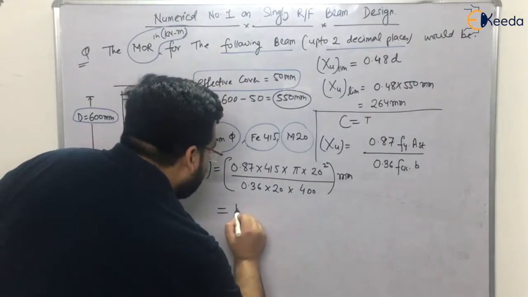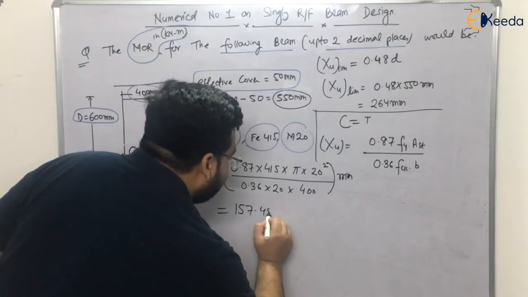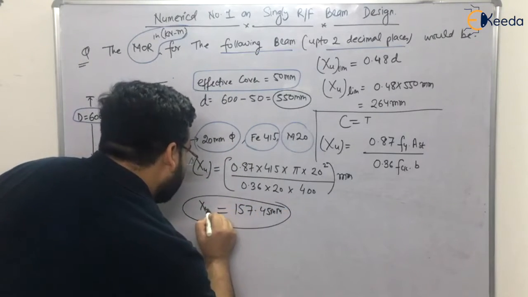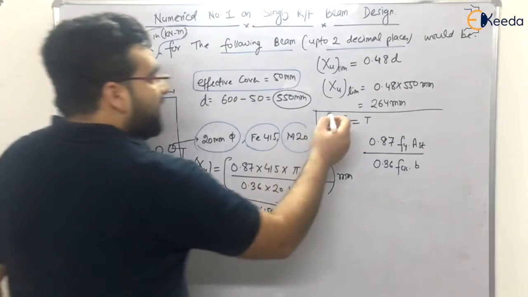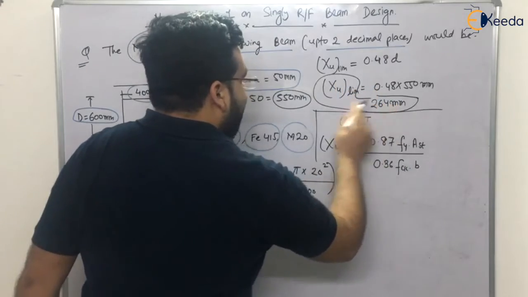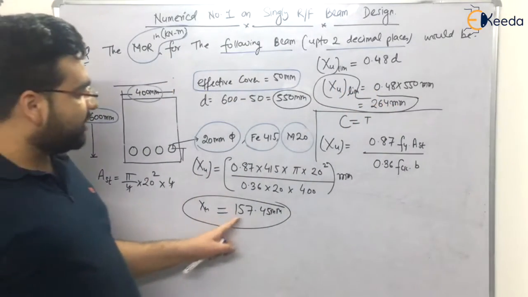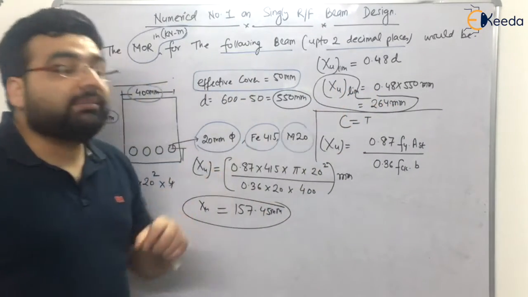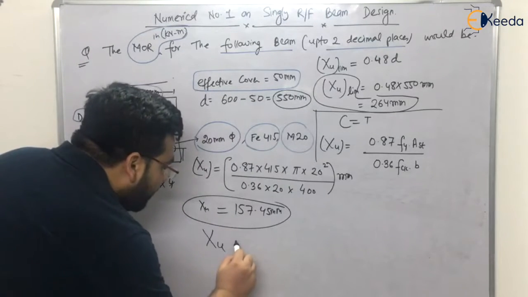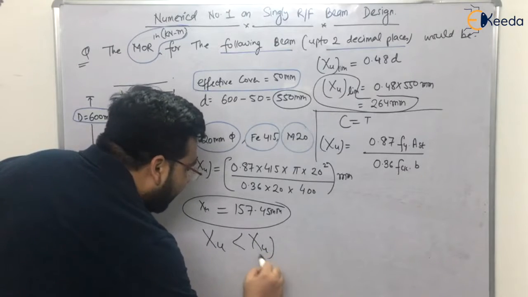It is equal to 157.45 mm. XU. So this was XU limiting, and this was XU. Which one is greater, XU or XU limiting? XU limiting is greater. It means that this is the second case, when XU is smaller than XU limiting.